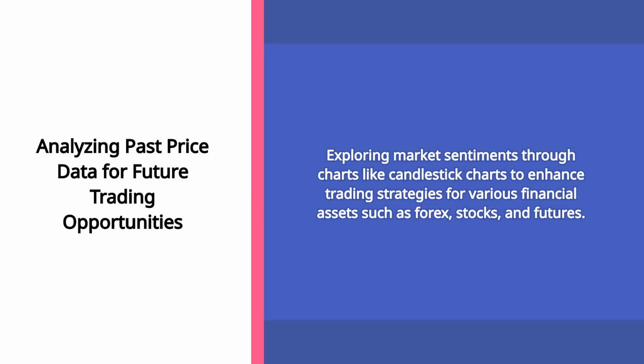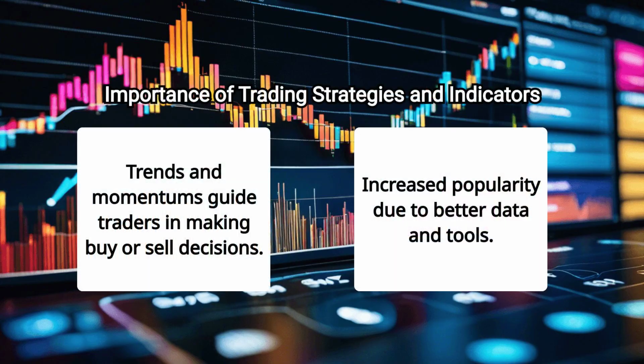Traders use many methods to be more certain about their trades. It has become very popular recently because of better data and tools. Like thousands of strategies could be useful for different markets. Indicators such as trends and momentums help traders see patterns. They help decide when to buy or sell.